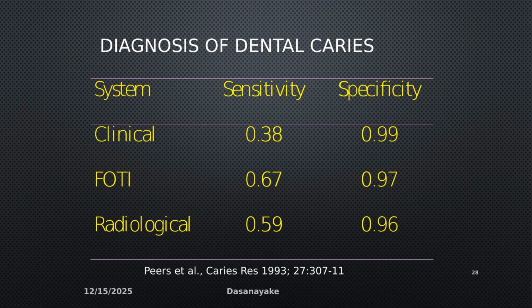Diagnostic methods vary. Sensitivity measures how well a test finds actual caries, specificity how well it identifies healthy teeth. Clinical exam has low sensitivity, about 38%, but very high specificity, 99%, so it misses many lesions but rarely gives false positives. Fiber optic transillumination detects more disease, about 67% sensitivity with 97% specificity. Radiographs sit in between, and combining methods improves overall detection.